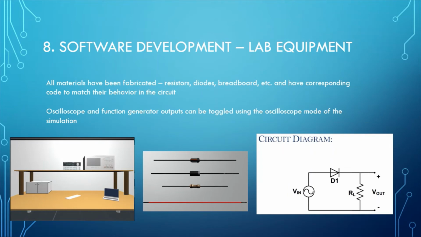Finally, we have the main portion of the coding, which is the lab equipment. We want the lab equipment to respond according to what it would in an in-person lab. All materials were fabricated, the resistors, diodes, breadboard, etc., to have corresponding code to match their behavior in a real-life circuit. The oscilloscope and function generator outputs could be toggled using the oscilloscope mode of the simulation, which has embedded code in it to have the same response as an in-person oscilloscope and function generator.